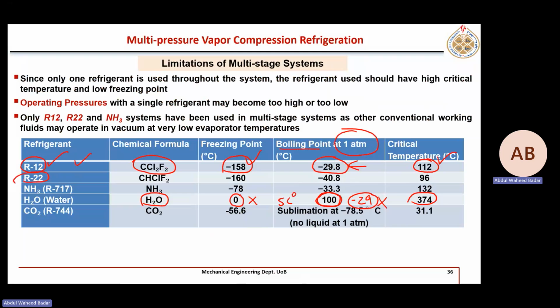Now see here R22, another very commonly used refrigerant. Look at its freezing point, just like this one, and the critical point is also much higher than normal condenser temperatures. And the boiling point is minus 40 at 1 atmospheric pressure.